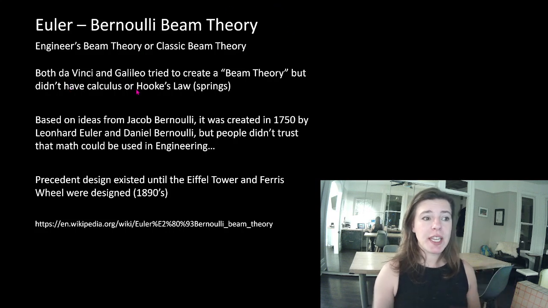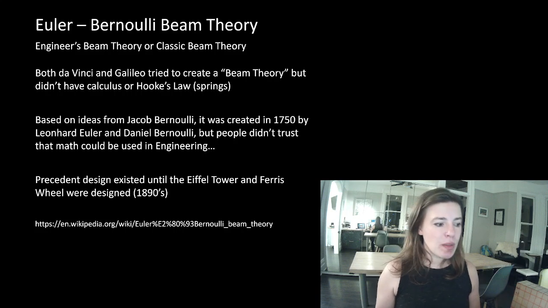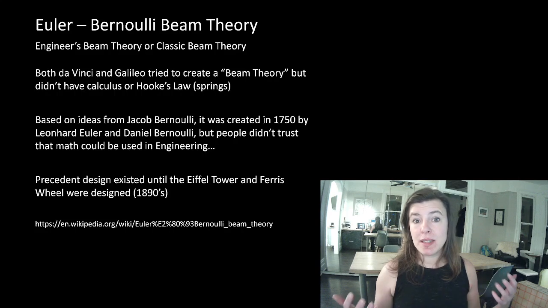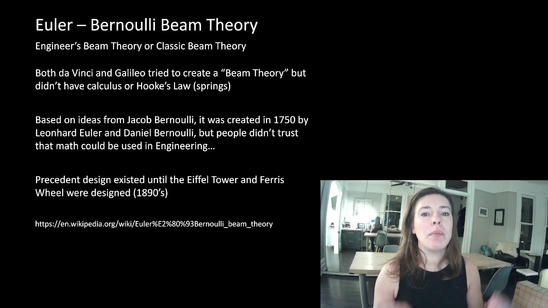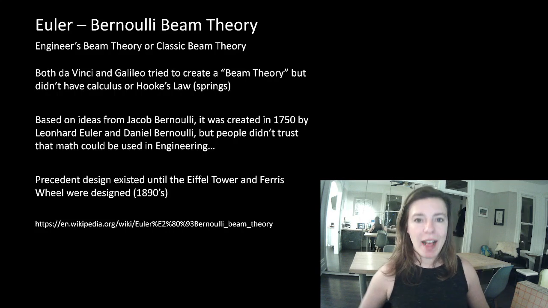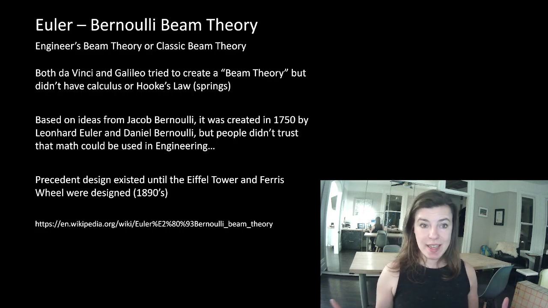Both Da Vinci and Galileo tried to create beam theory, but they had the problem that calculus didn't exist yet, and Hooke's law for springs. We're not going to go that in depth, because really they would have done calculus to solve this. We are going to use some of our simple approximations, but we know that some of these simple approximations were really based on calculus. So that whole area under a curve being approximated as a point load, technically comes from calculus. Some of it you intuitively understand, but it's tied directly to calculus. Even if you didn't do calculus, I can tell you that's where those things come from.